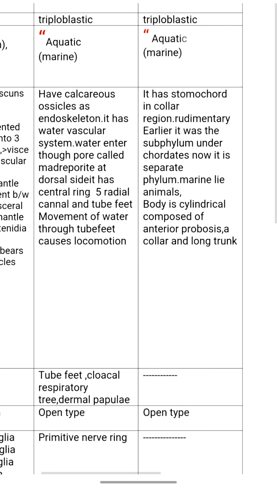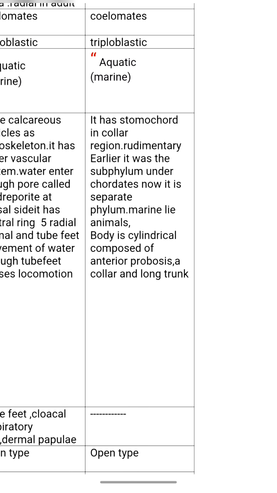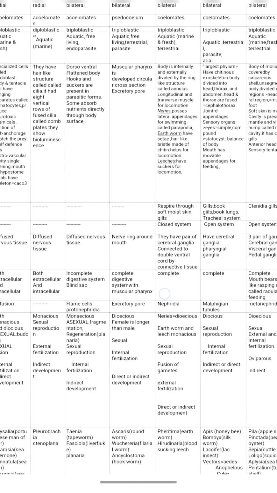But it is not completely a chordate. That is what we call a stomochord, rudimentary. Earlier we considered it a subphylum under chordates, but now we have separated it. The body is cylindrical and composed of an anterior proboscis, a collar region and a long trunk. This is mentioned in your NCERT book.